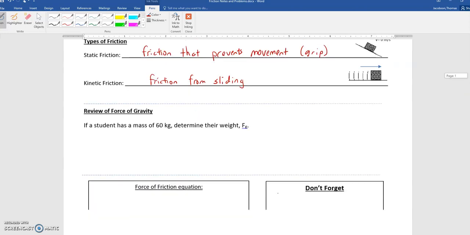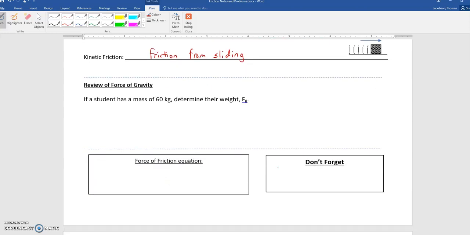We're going to have to remember how to do F sub g. So to calculate F sub g, it's really easy. F sub g equals mass times 9.8. That's going to be a given for all our problems. And if I just said determine the force of gravity on a 60 kilogram student, you would just do 60 kilograms times 9.8, and you would get 588 newtons. So that's just a reminder of how to get F sub g.